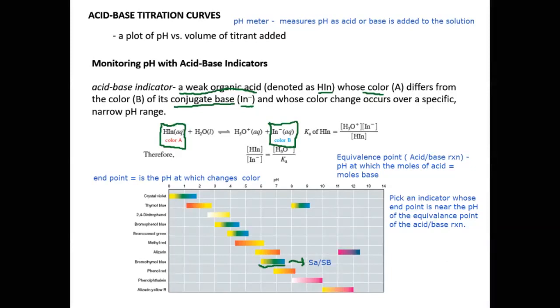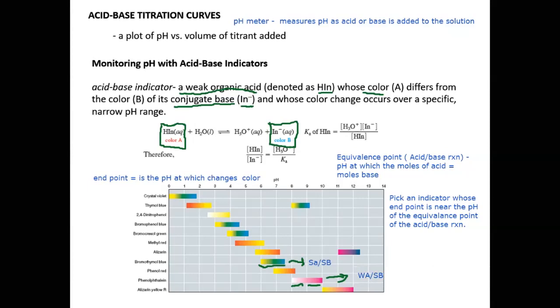Another common one is phenolphthalein. Phenolphthalein is colorless at very acidic pHs, and it turns pink around a pH of 8.5 to 9. So you would want to choose this indicator if you were doing an acid-base reaction whose equivalence point is around pH 9. Well, around 8.5 to pH 9. And this is probably really good to use if you're doing a weak acid and a strong base, such as acetic acid and sodium hydroxide.